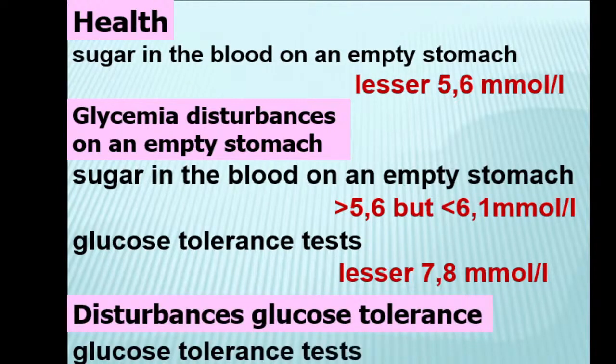If the glucose tolerance test is more than 7.8 but less than 11.1 millimole per liter, we are talking about disturbed glucose tolerance. It shows that the sensitivity of the tissue to insulin is disturbed, or there is non-adequate activity of insulin. This patient sometimes needs medicamentous correction because it may be the initial stage of diabetes mellitus, disturbance of glucose tolerance.